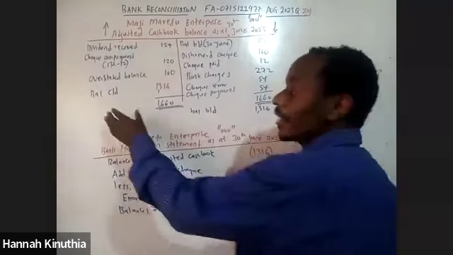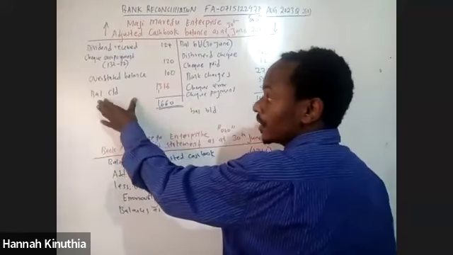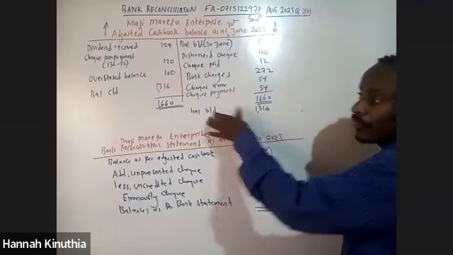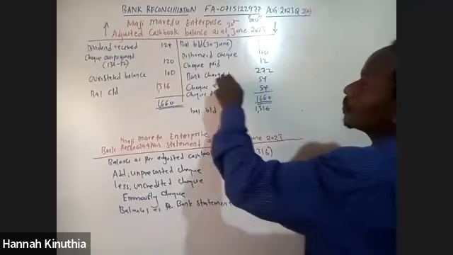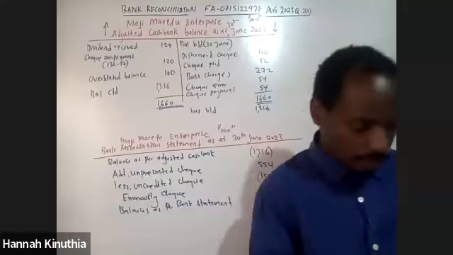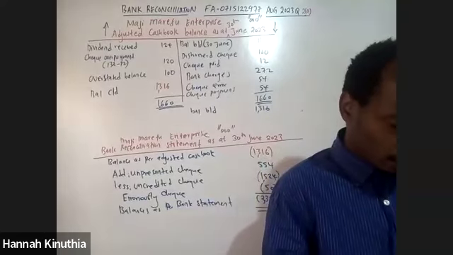Now, if the balance at the end is on the debit, the balance at the beginning will be on the credit side. You need to know that. Now, let's go back just to our question.